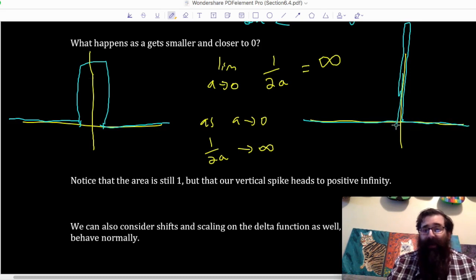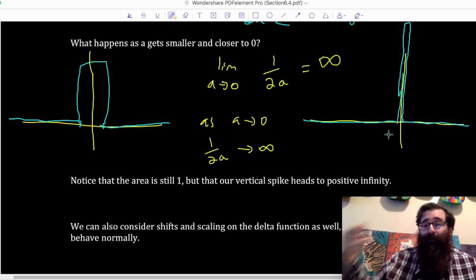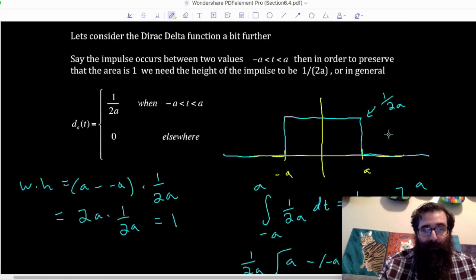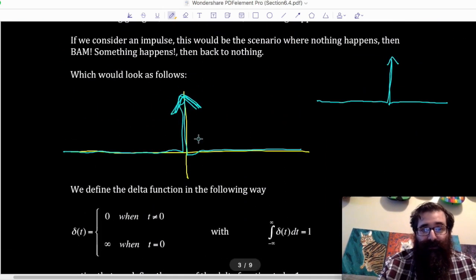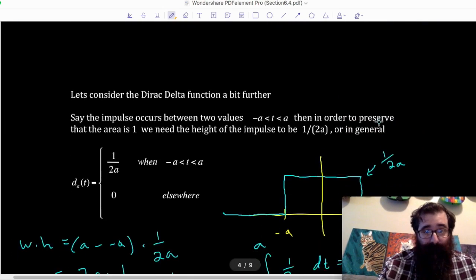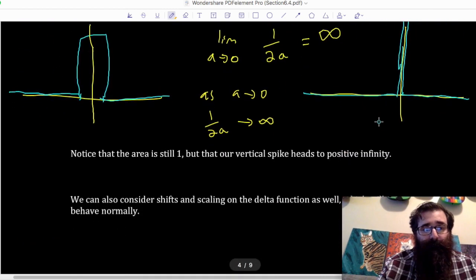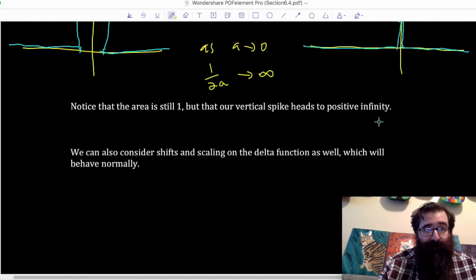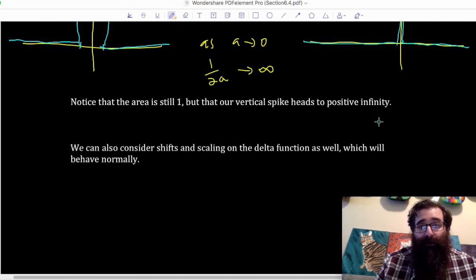impulse. And if I were to actually keep going, doubling in on each side to get to 0, I'd get that spike that we were taking a look at earlier. I would get that classic spike at 0, heading to infinity. So notice that our area is still 1, but the vertical spike would head to positive infinity. On top of this, we can also consider shifts and scaling on the delta function as well. These would just behave normally, right?